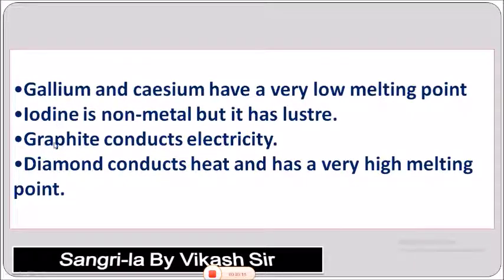And also one more exception, that is graphite. As you know, graphite is a non-metal, however it conducts electricity. It means this is an exceptional case. And next, diamond conducts heat and has a very high melting point. Diamond is also an example of a non-metal, but it conducts heat, and its melting point is very high. So these are the main exceptions in the periodic table, especially in metals and non-metals.